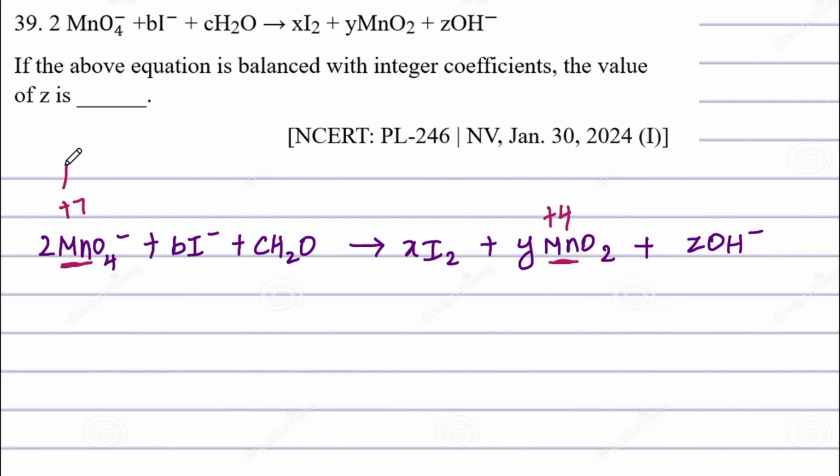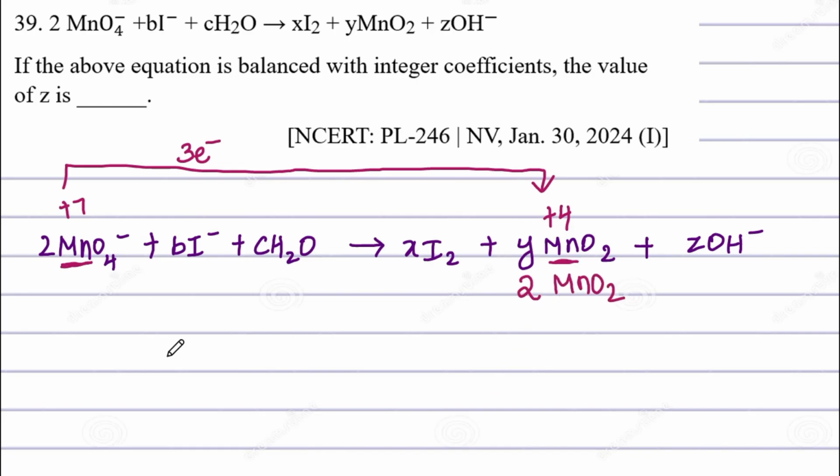So from +7 to +4, what is the difference? The difference is 3 electrons, but how many manganese atoms are there? 2 manganese atoms are there. So in the reactant you are having 2 manganese atoms. Therefore in the product also we should have 2 manganese atoms. So in front of the MnO2 you have to write 2 MnO2. So the value of Y is 2. For 1 atom of manganese 3 electrons are gained. Then for 2 atoms, 3 into 2, 6 electrons are gained. So here you are having 2 MnO2.